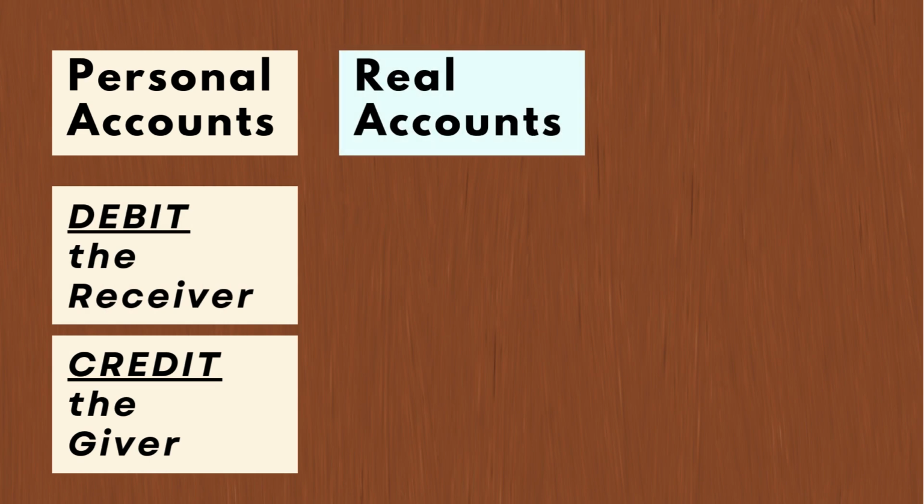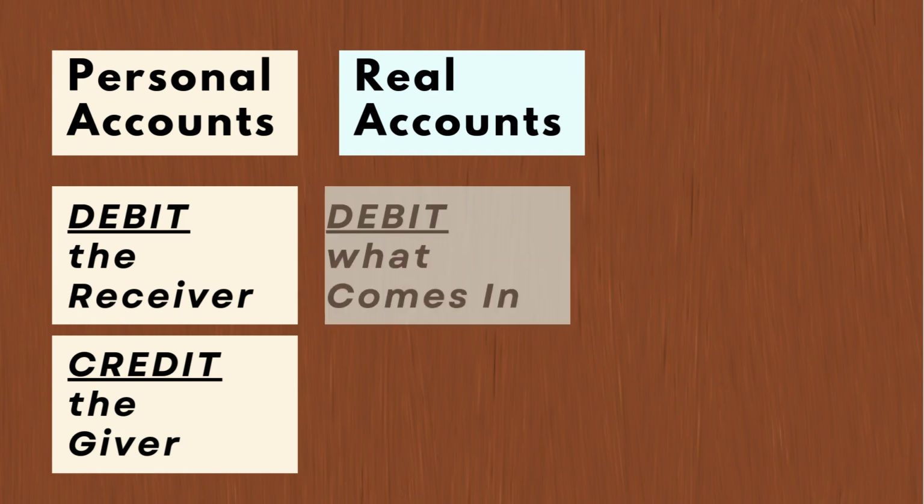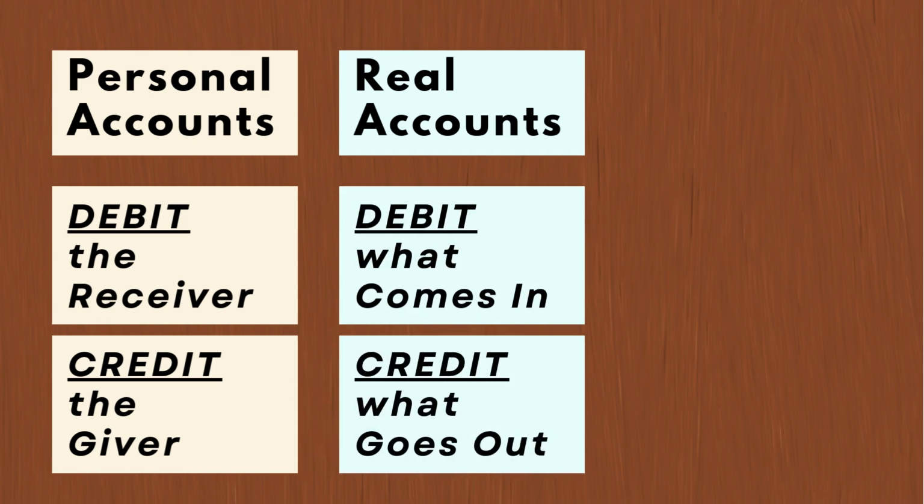The second one is real accounts, which include assets and liabilities of a business. These accounts are not closed at the end of the financial year and continue to appear in the financial statement of a company in the balance sheet and carried forward to the next financial year. For this type of accounts, debit what comes in, credit what goes out.